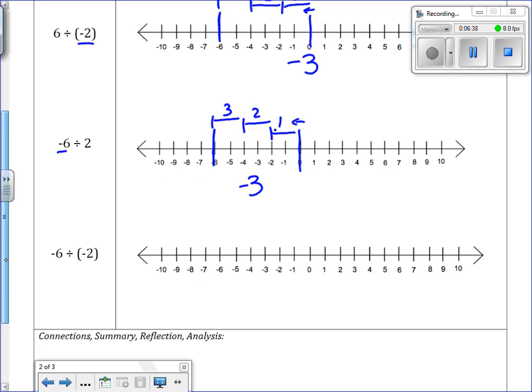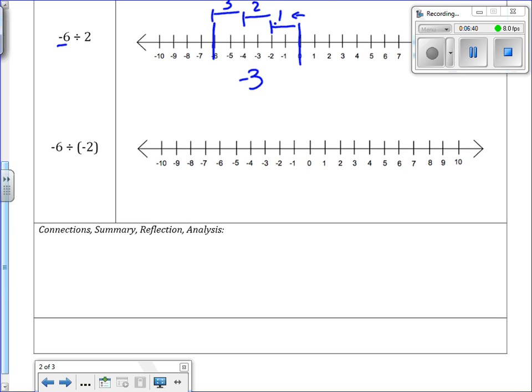So now I have negative 6 divided by negative 2. That negative 6 says look left. I'm starting at 0. Look left. Negative 2. Look right. Now I need to figure out how many 2's can go into 6. So I'm going up to 6, and I'm going to go 1. There's my first group of 2. There's my second group of 2. There's my third group of 2. 1, 2, 3. Since we're on this side of 0, it's a positive 3.